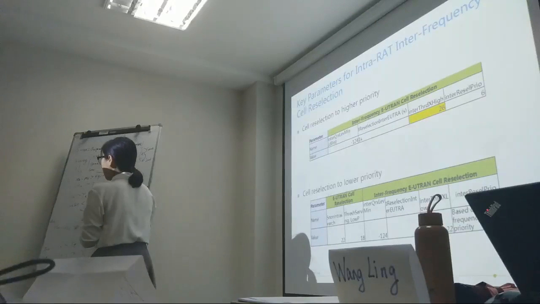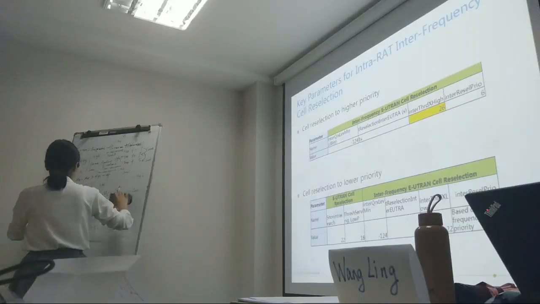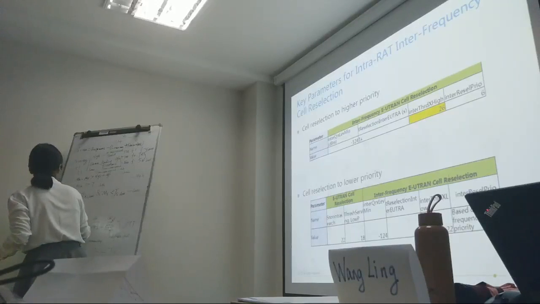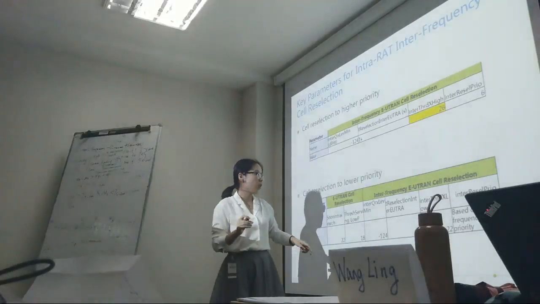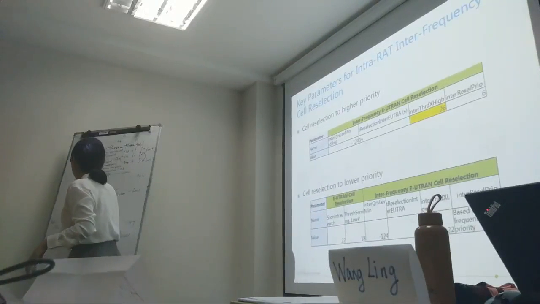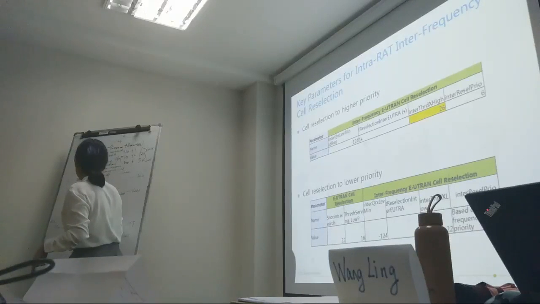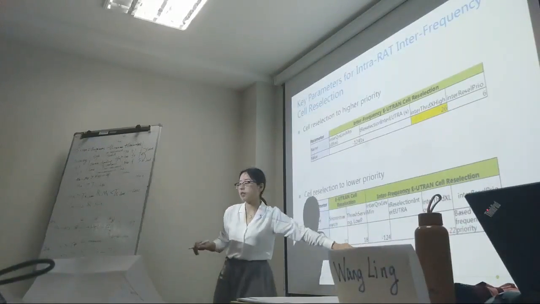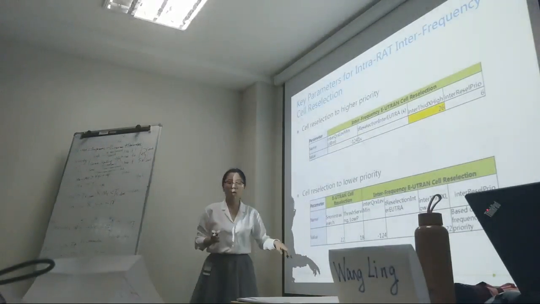Okay, this is perform the measurement. But when the neighbor cell is greater than 22, the neighbor cell S greater than 22 dB, and the serving cell is less than the 18, it will perform the reselection.